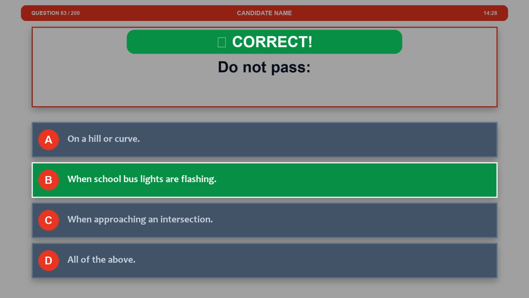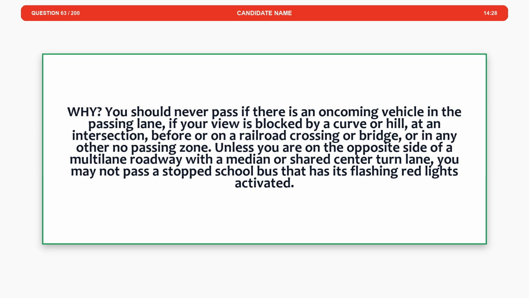The correct answer is option B, when school bus lights are flashing. Explanation. You should never pass if there is an oncoming vehicle in the passing lane, if your view is blocked by a curve or hill, at an intersection, before or on a railroad crossing or bridge, or in any other no passing zone. Unless you are on the opposite side of a multi-lane roadway with a median or shared center turn lane, you may not pass a stopped school bus that has its flashing red lights activated.